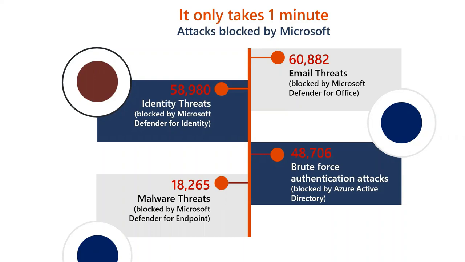So when you look at some of the things that Microsoft is doing here, take that same one minute snapshot, we are basically protecting almost 61,000 emails being blocked. Identity theft, 58,000. Those brute force password attacks, 48,000. And then malware threats. So quite a bit.